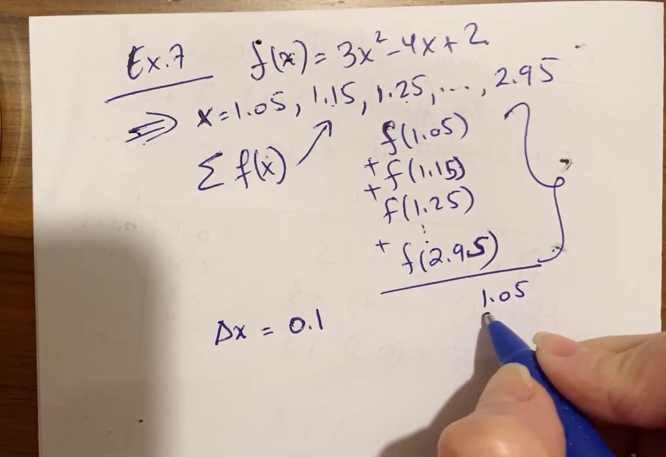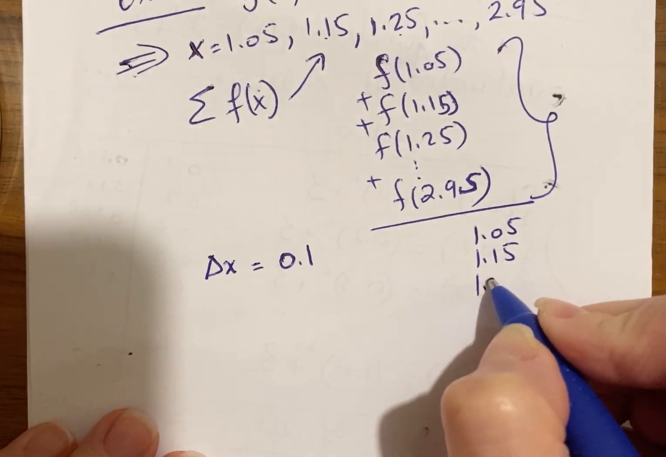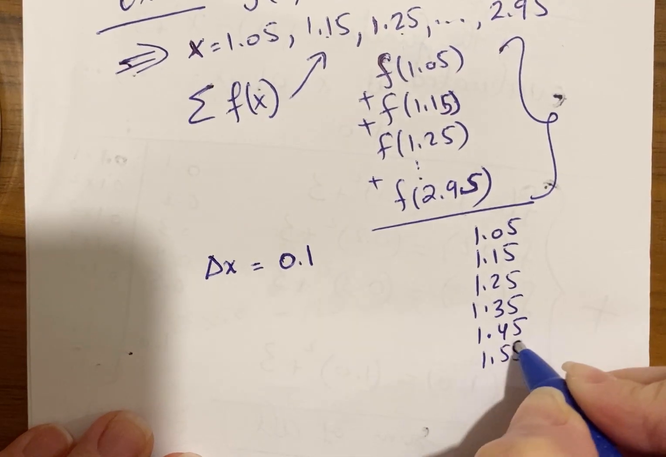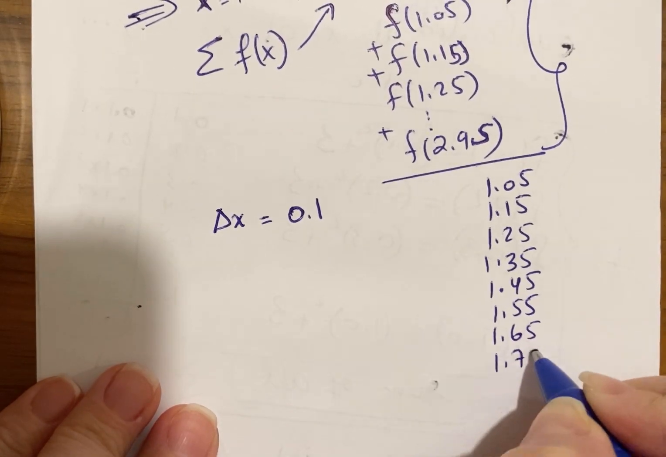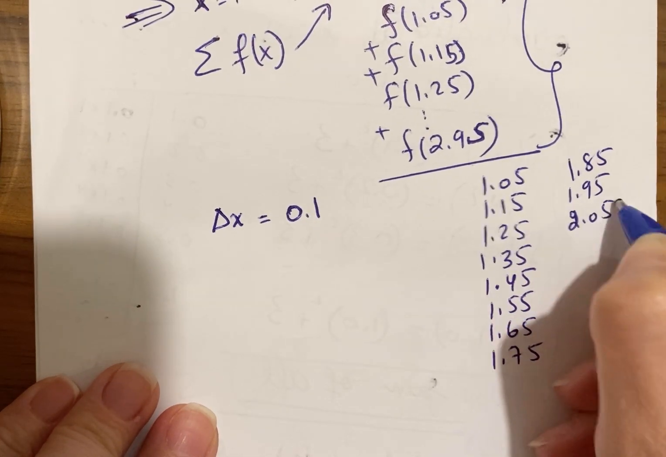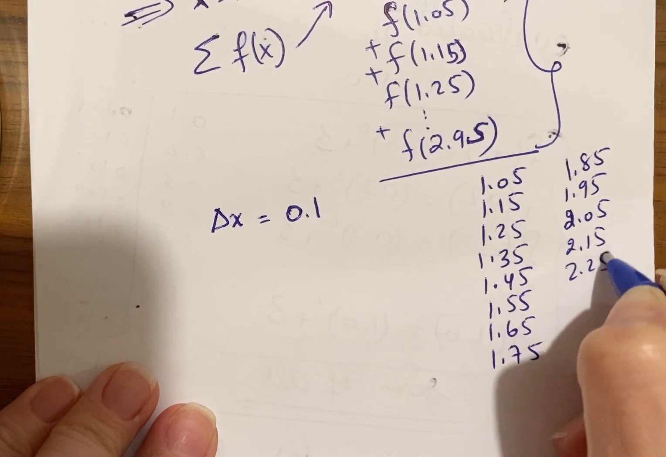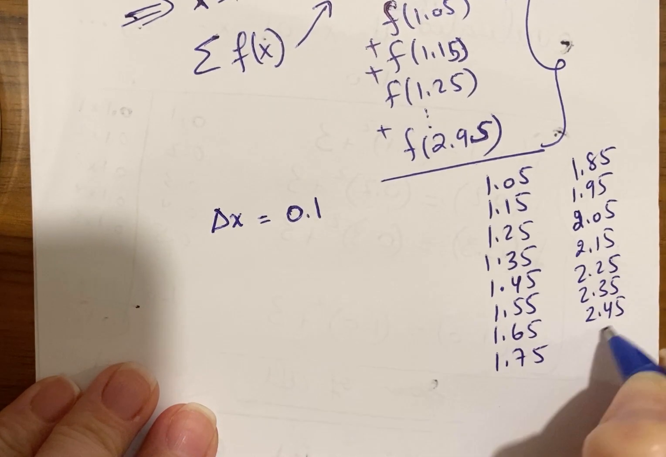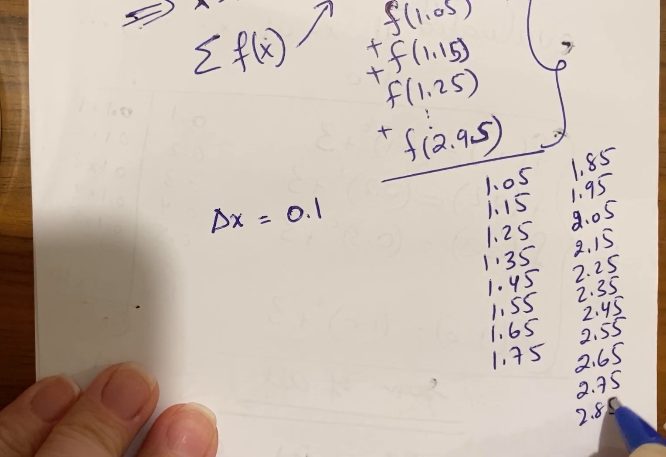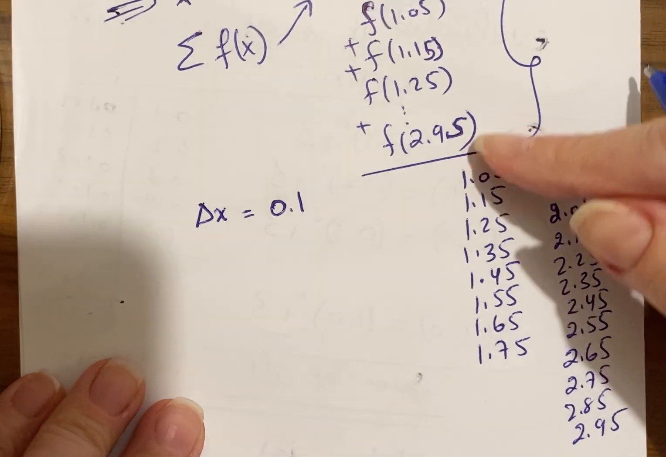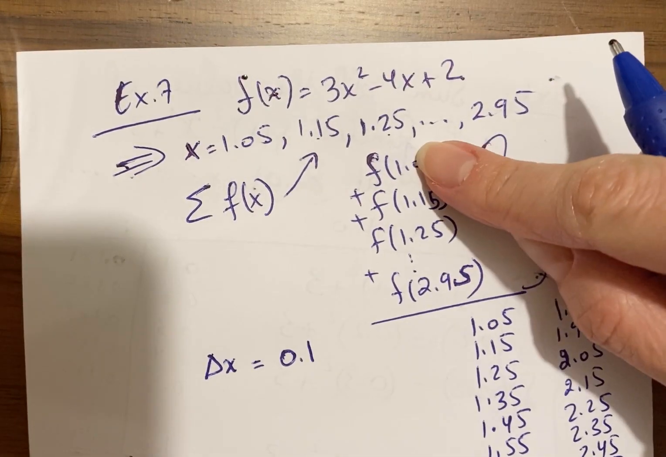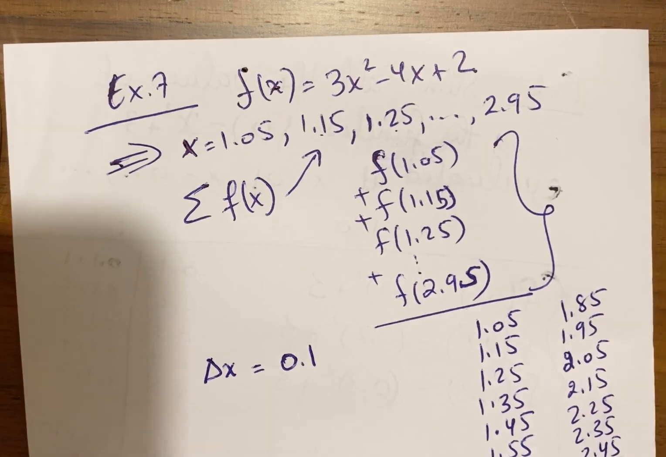You go from 1.05 plus 0.1, 1.15, plus 0.1, 1.25, then 1.35, 1.45, 1.55, 1.65, 1.75, 1.85, 1.95, 2.05, 2.15, 2.25, 2.35, 2.45, 2.55, 2.65, 2.75, 2.85 till you reach 2.95. All of these are the values that we are aiming at, substituting in the function, evaluating the function, then adding the answers. It can take us ages.